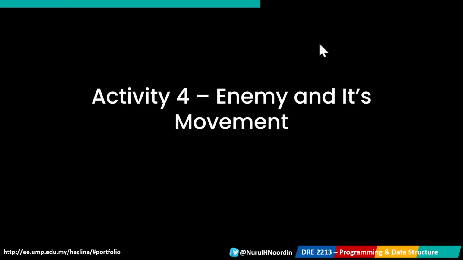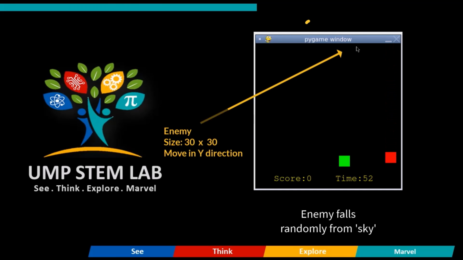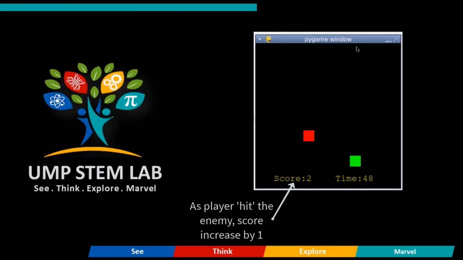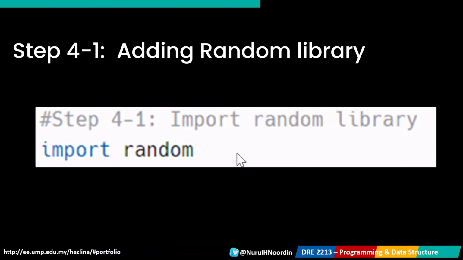Welcome back to step 4 of our game journey. In this step, we'll delve into the world of enemies and their dynamic movements. Enemies play a crucial role in games. They introduce challenges, obstacles, and excitement. Understanding how to create and control enemy characters is a significant milestone in game development.